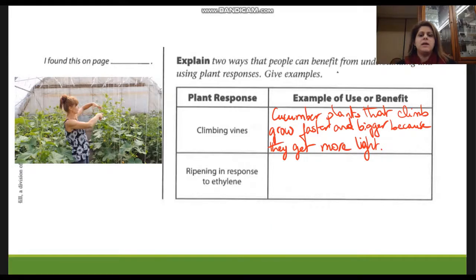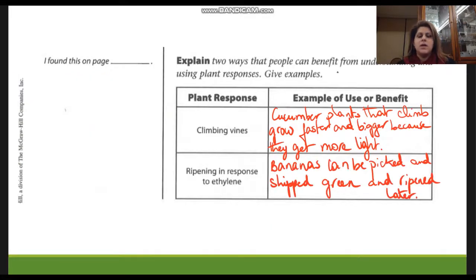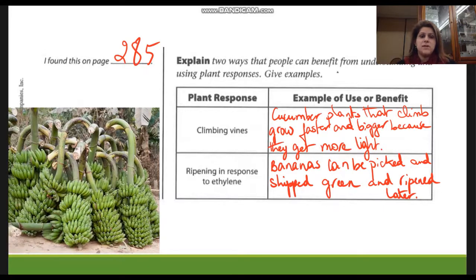Now, ripening in response to ethylene. For example, a plant response is ripening because of the ethylene hormone, or that gas. So, example of use or benefit: bananas can be picked perfectly green and shipped green. You see, they're gaining time. They're shipped green and then ripened later. So they use ethylene later on, or just keep them together like that, and they're going to ripen on their own.